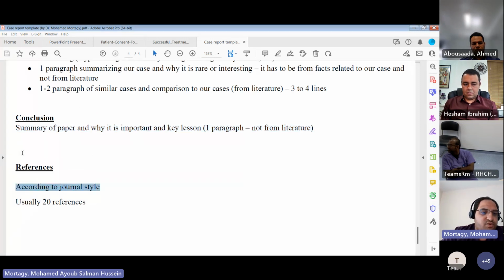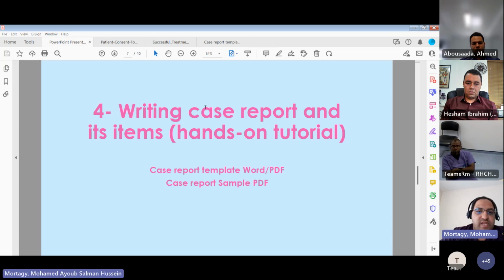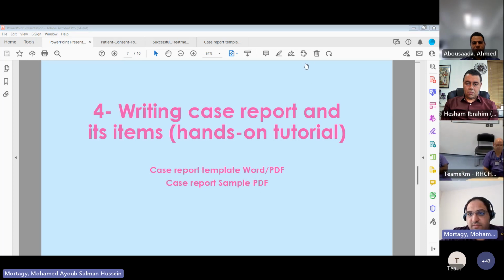And then you should put your references according to journal style. Usually 20 references, not more than this. Some journals will not accept your paper if it has more than 20 references or more than 5 authors. Those are your limits, kind of. So that is how we format our case report. But I just wanted to show you as well how to write and do references at the same time.